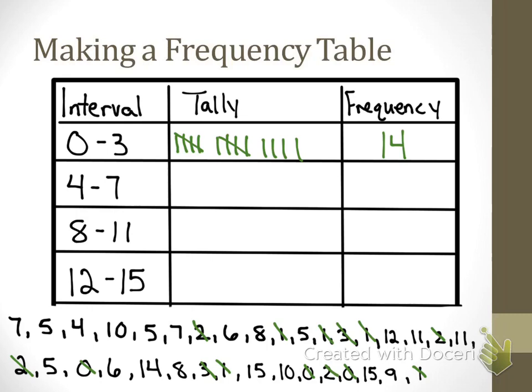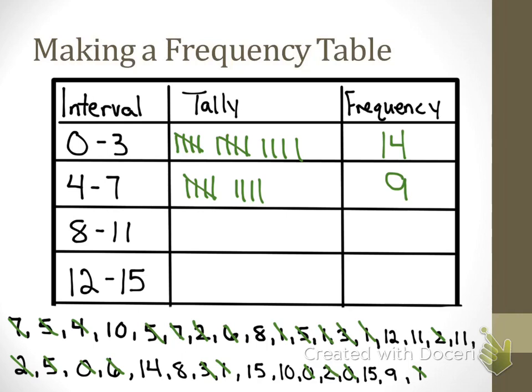All right, now what about 4 to 7? How many numbers occur between the interval of 4 to 7? So let's go through and count. 1, 2, 3, 4, 5, 6, 7, 8, 9. So I write 9. All right, now I want you to try the last two intervals.